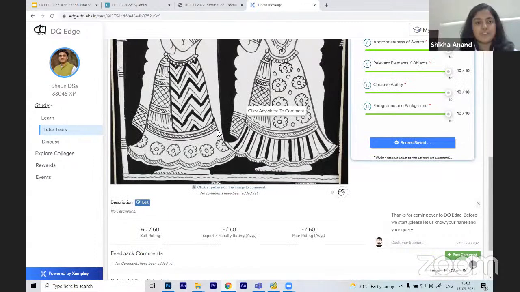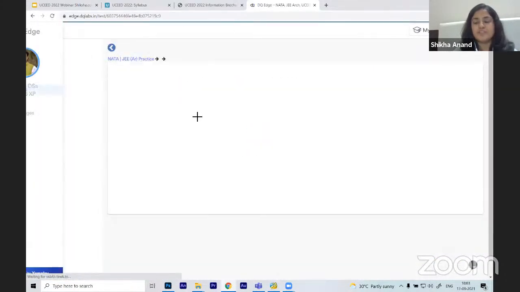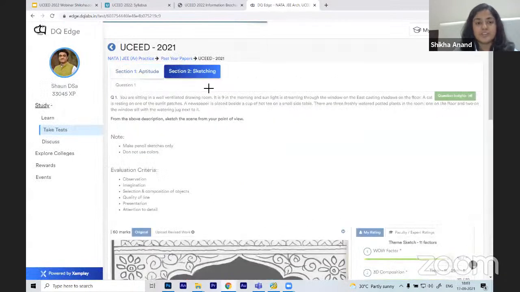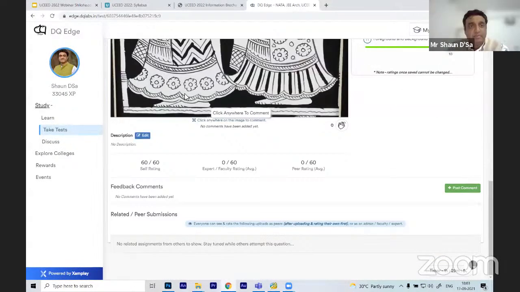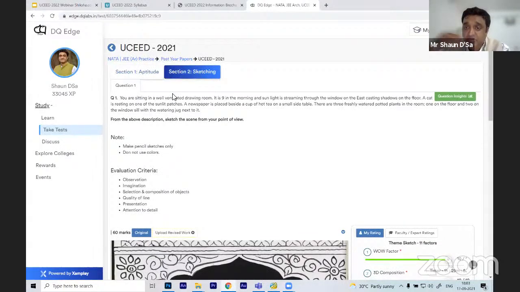An anonymous attendee asks, are class 12th board marks also important for UCEED? Good question. No, absolutely not. You can just scrape through with minimum marks and you can smash the UCEED exam. At the same time, you can get 99 in your boards, but you need not pass the UCEED exam.